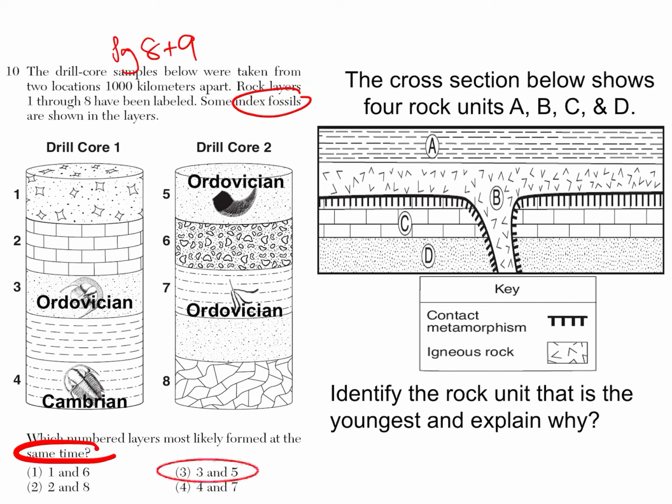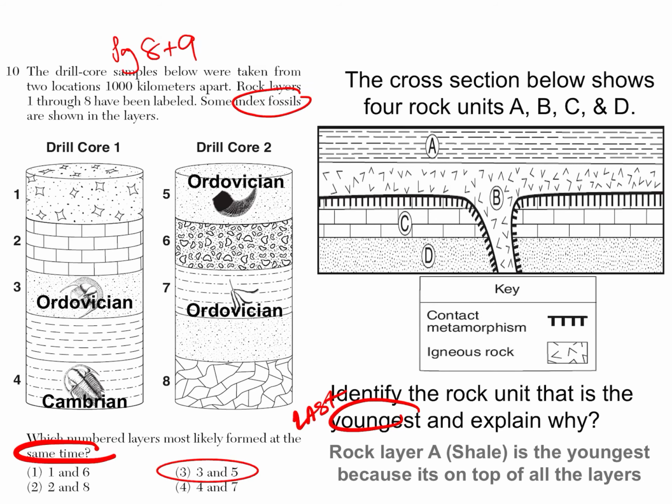Next one, identify the rock unit that is the youngest and explain why. Youngest meaning it came last, and you should pick A. And A is the youngest because it's on top, and notice there is no contact metamorphism here. B is not burning A. So that means B was an extrusion. It came out, it burned through D and C, then it cooled, and then A was deposited on top.